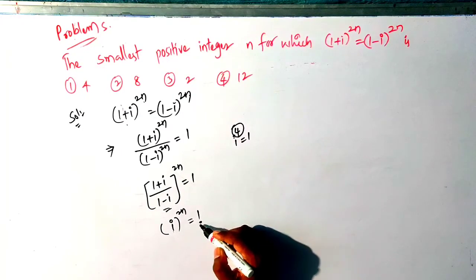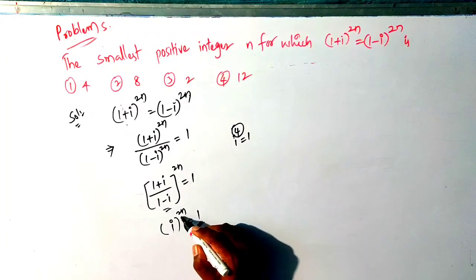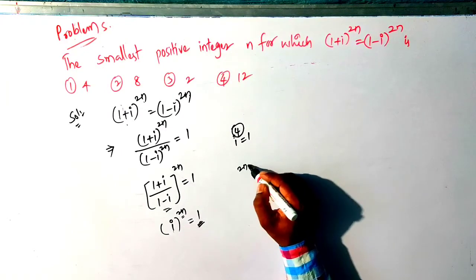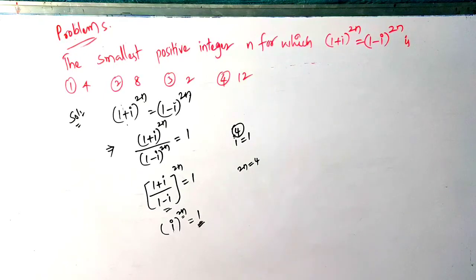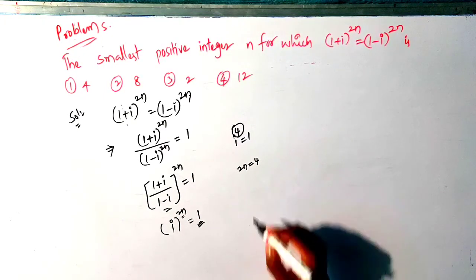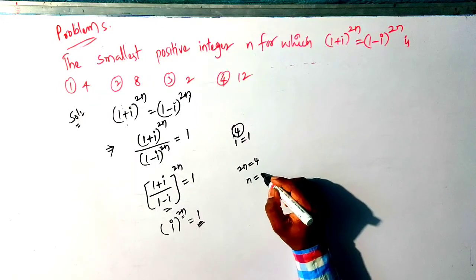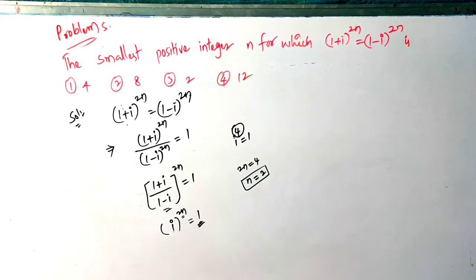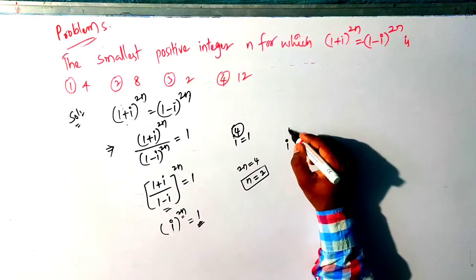So the value that equals 1 is 2n equals 4. 2n equals 4, that means here n equals what we get here? 2 we get here.